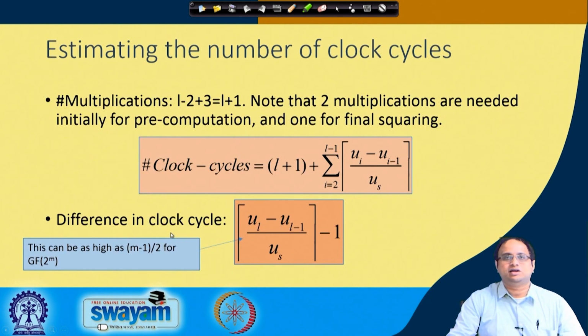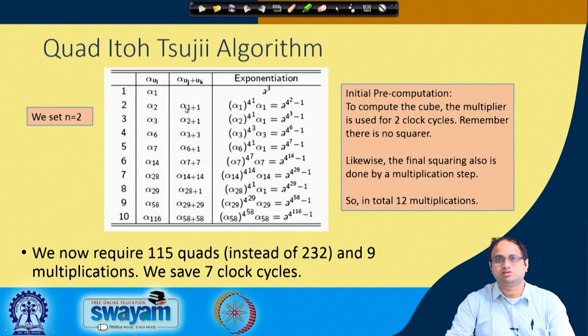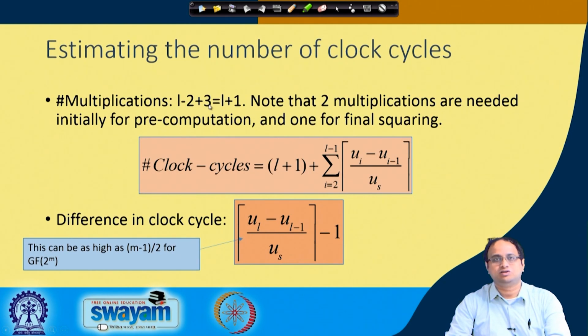If we again observe the clock cycles, just to recapitulate, you have L plus 1 clock cycles, because you have L minus 2 multiplications in this table. But then you have 2 extra multiplications at the top for the pre-computation, plus the extra multiplication to do the squaring, that is 3 multiplications. So, we have L minus 2 plus 3, which is L plus 1 multiplications. That accounts for the clock cycle value L plus 1, and the summation is for the remaining parts, where you are dividing by u_i minus 1.